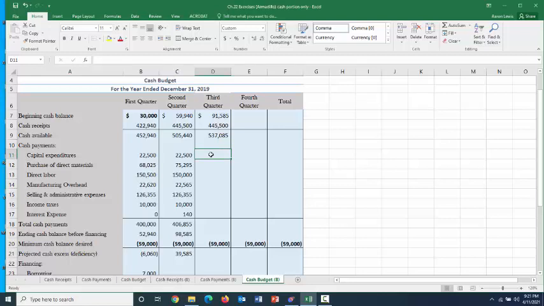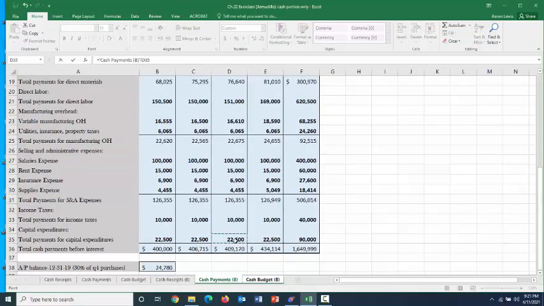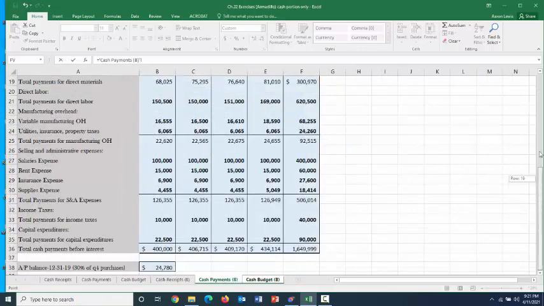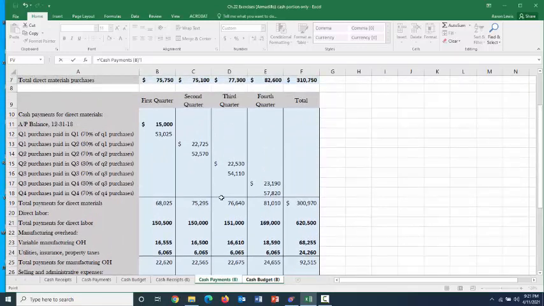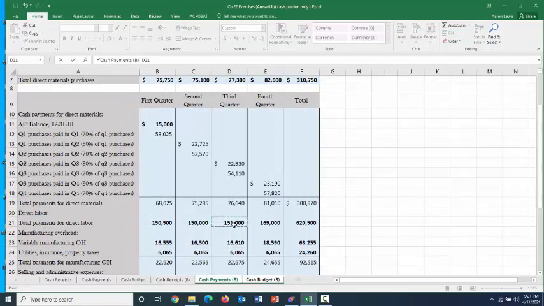One more time, back to the schedule of cash payments. They expect in the third quarter to have to pay $22,500 for capital expenditures. They expect they're going to have to pay, according to their schedule of cash payments, $76,640 for direct materials. For direct labor, according to their schedule of cash payments, they're going to have to pay $151,000.